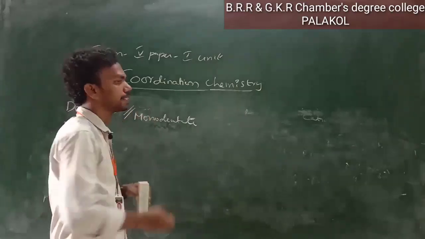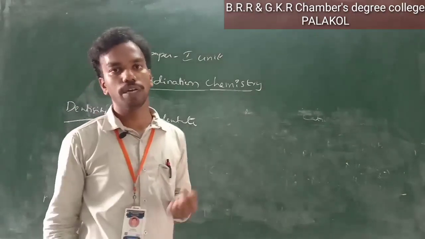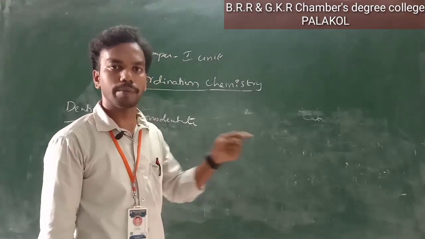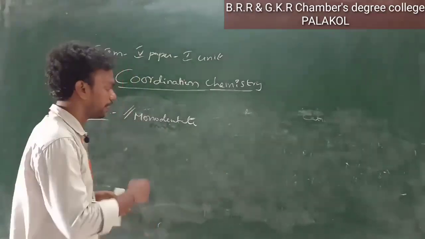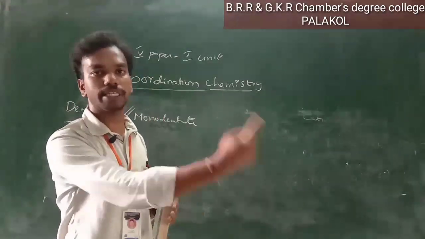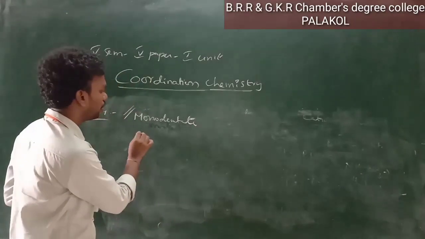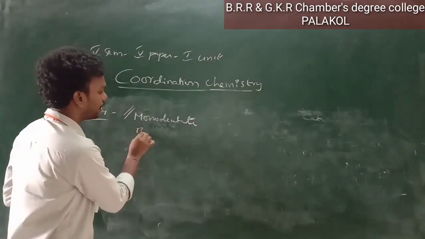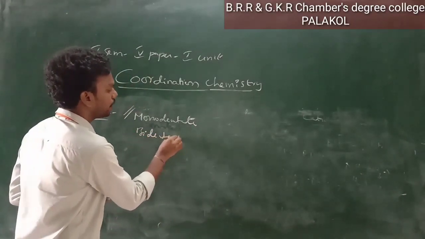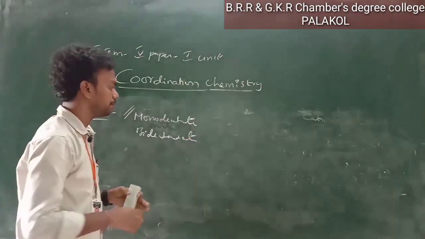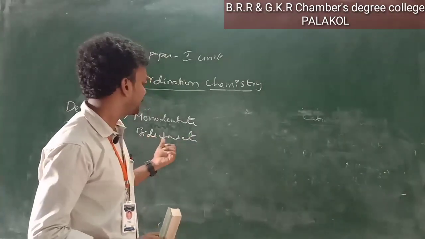So what are monodentate ligands? The ligands which have only one donor site. The ligand is coordinated with the metal atom through one donor site, so at a time it donates one lone pair of electrons to the central atom, right? And next, bidentate ligands.